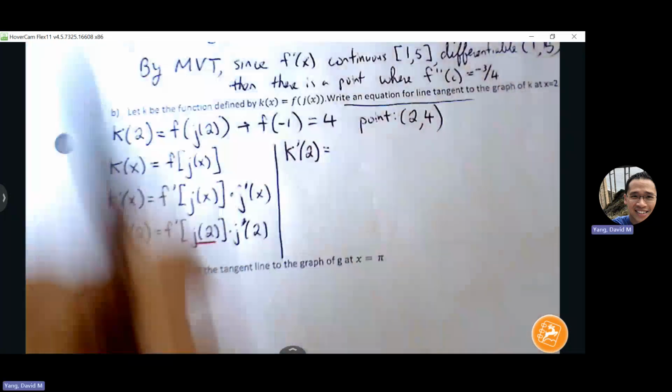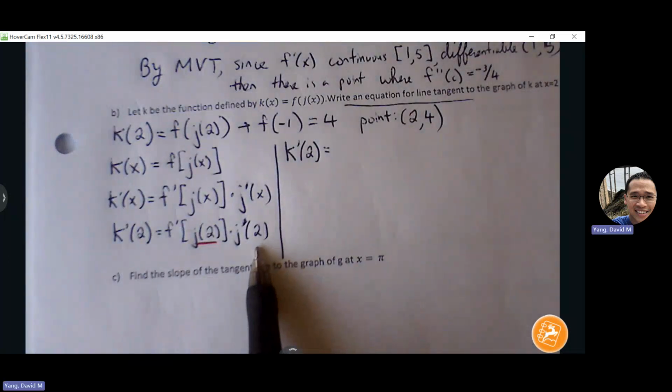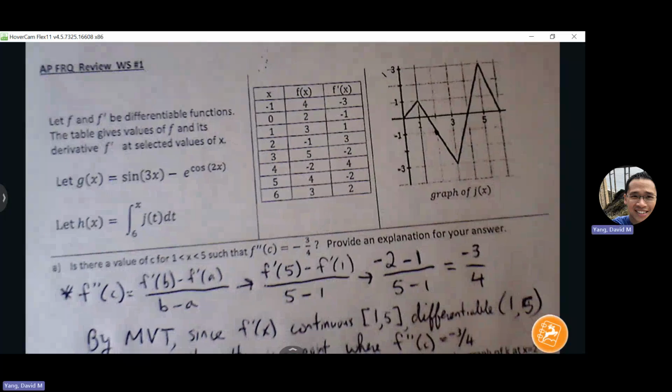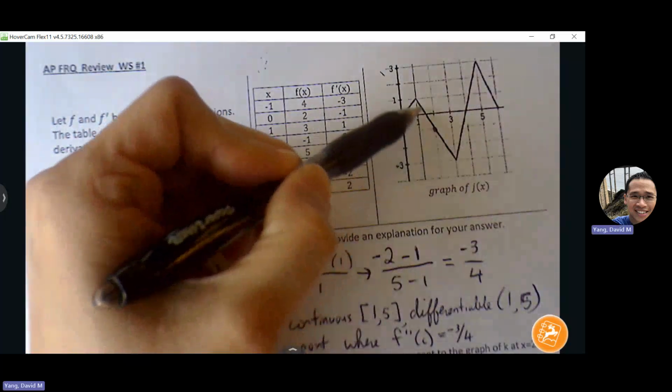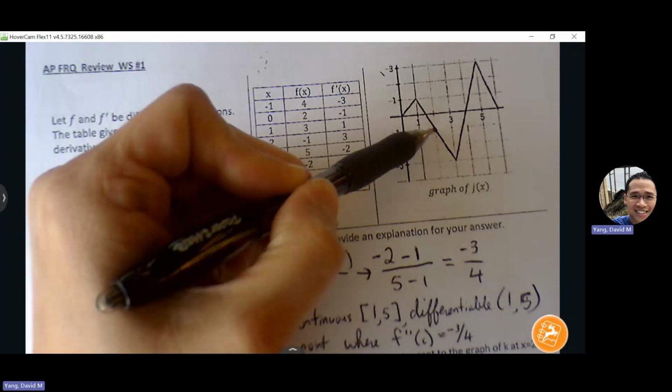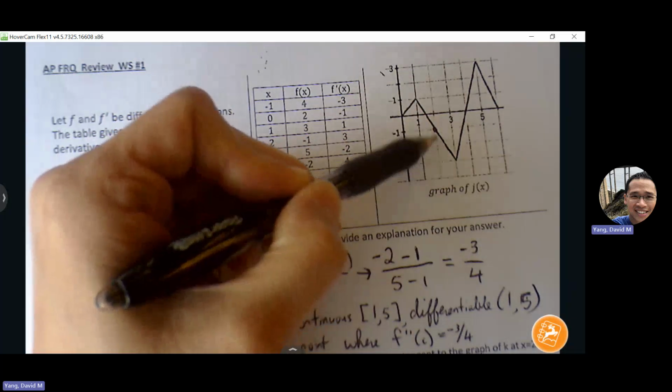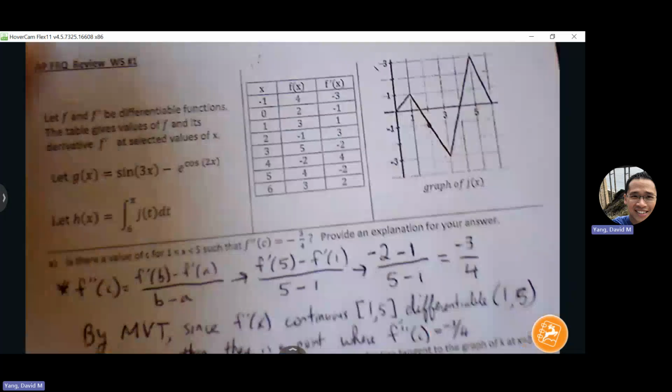What do you think j prime of 2 is asking for us to pull from the j graph? The what? Slope. Yeah. So what's the slope of this line? -2, right? So I go down 2 over 1, right? Down 2 over 1. Yeah, so -2.